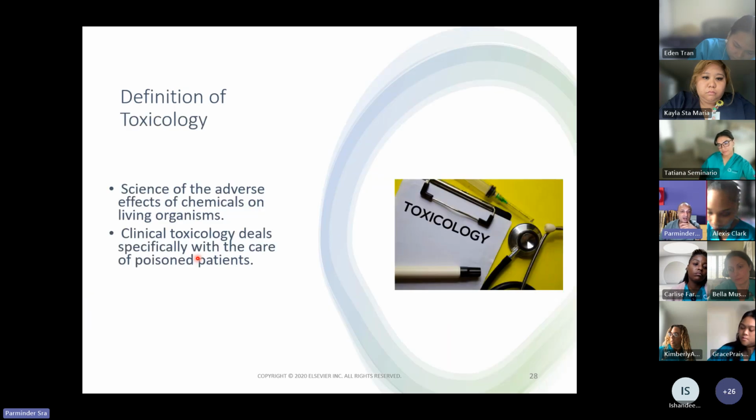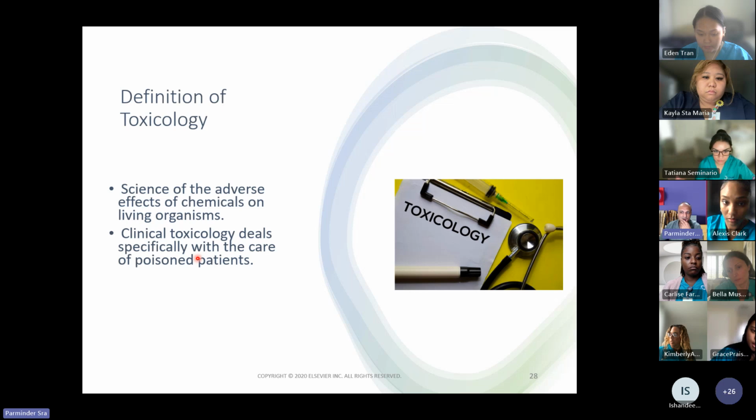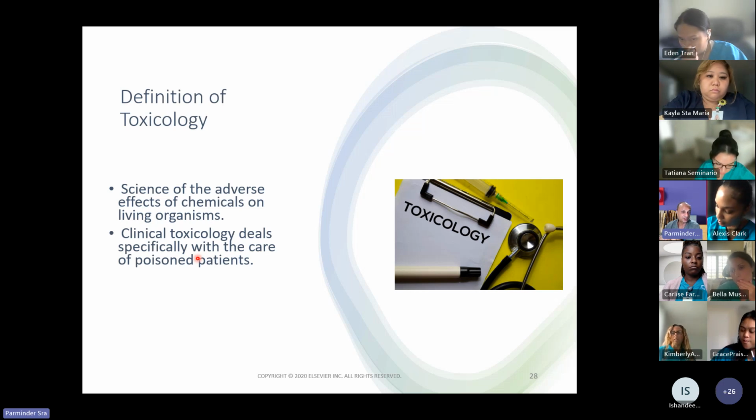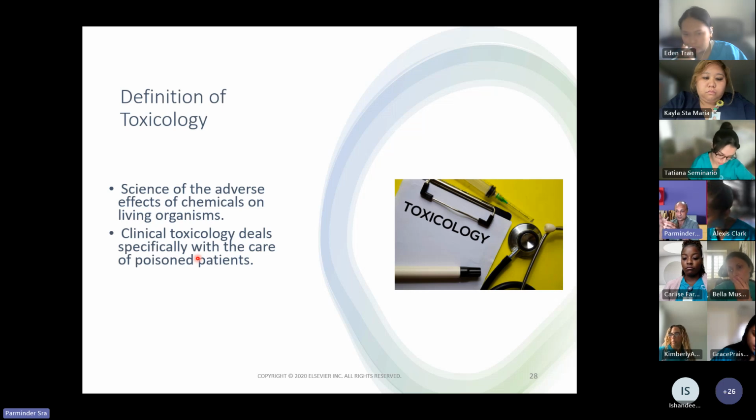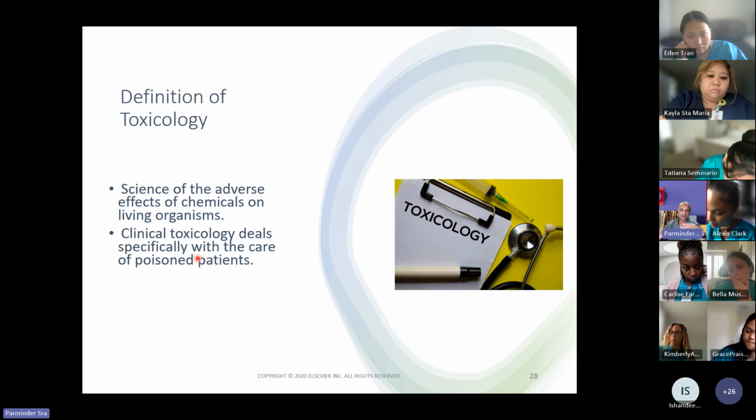As far as toxicology, toxicology in pharmacology is more about adverse effects. We'll be talking about adverse effects, how different drugs can cause those adverse effects or overdoses.